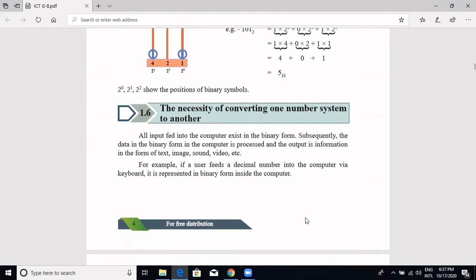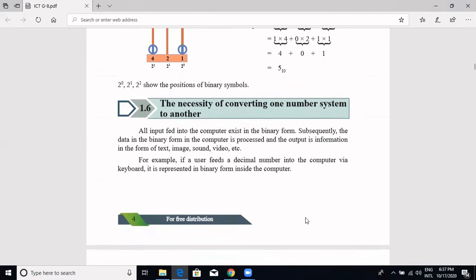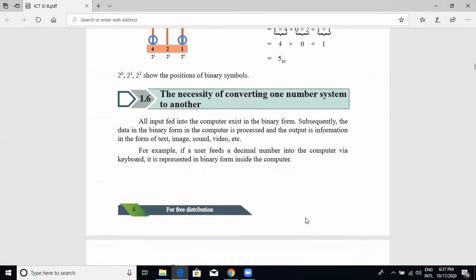The necessity now, we are going to convert from one number system to another, right? So why is it needed? That's why it's explained here, because all the inputs in a computer should be in binary format, right? So it's very important that all the data given and information coming out are in the form of binary, right?